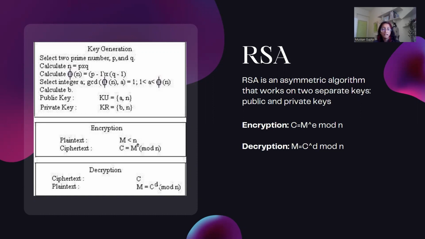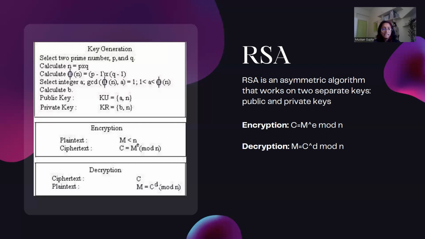RSA works by first generating two large prime numbers P and Q, as shown in the image, and then computing their product, which is n equals P into Q. Basically, n is used as the modulus for both the private and public key. We'll look into that later on.